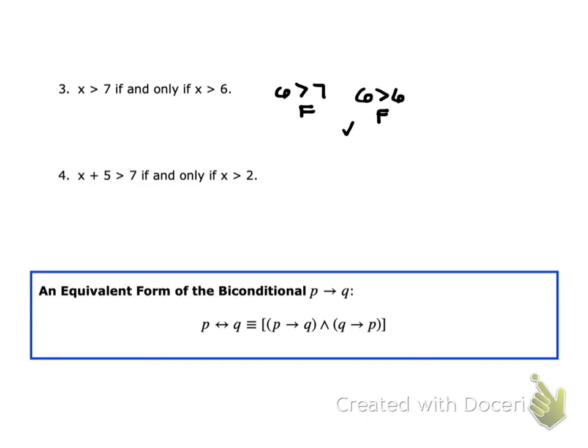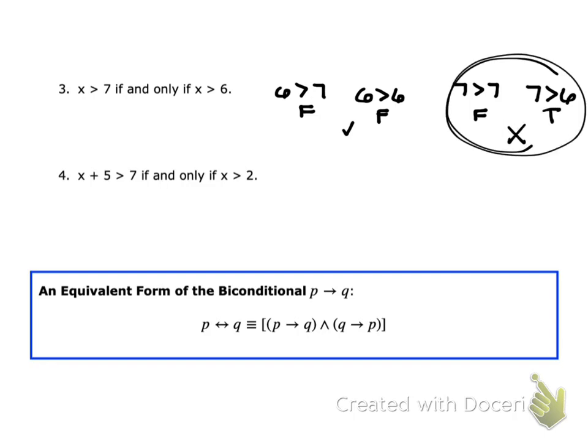Any others you can think of or you want to test out? 7. 7 is greater than 7, true or false? False. 7 is greater than 6. True. This does not match. This is our contradiction there, so this biconditional is false. Are you tracking with me on these?